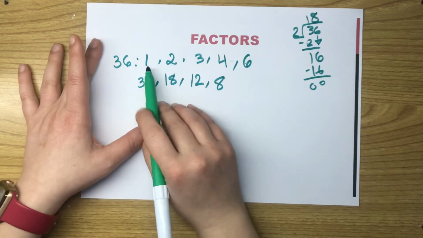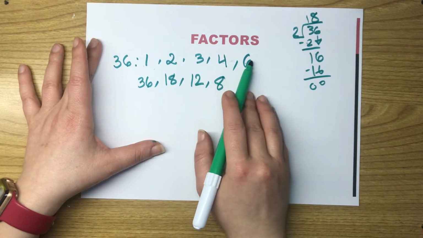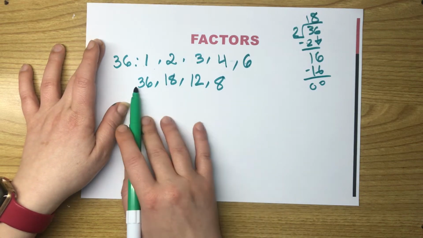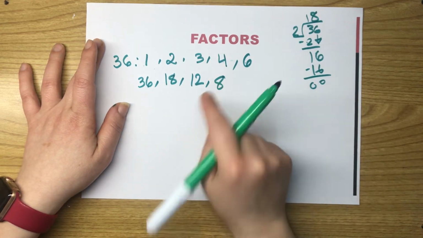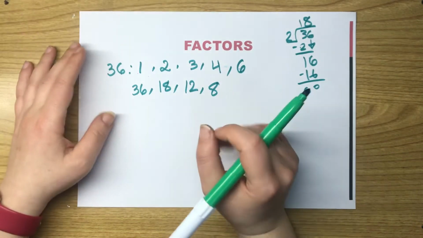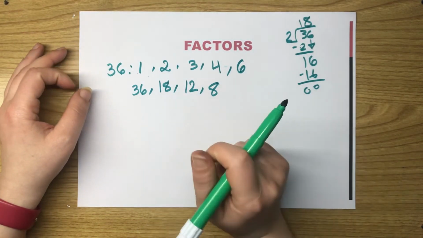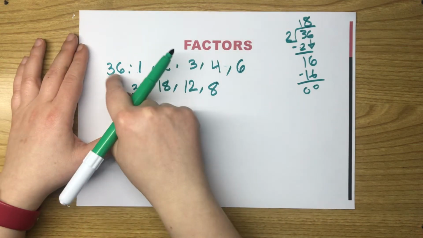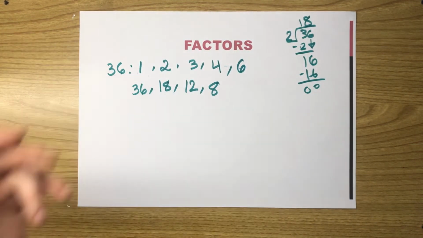So, look at these numbers: 1, 2, 3, 4, 6, 9, 12, 18, 36. If you did it this way, I guarantee that you are not going to skip any factor when you list the factors of any number.